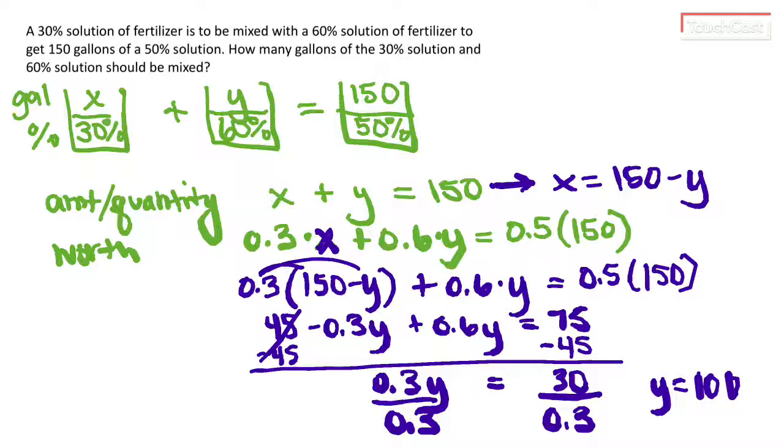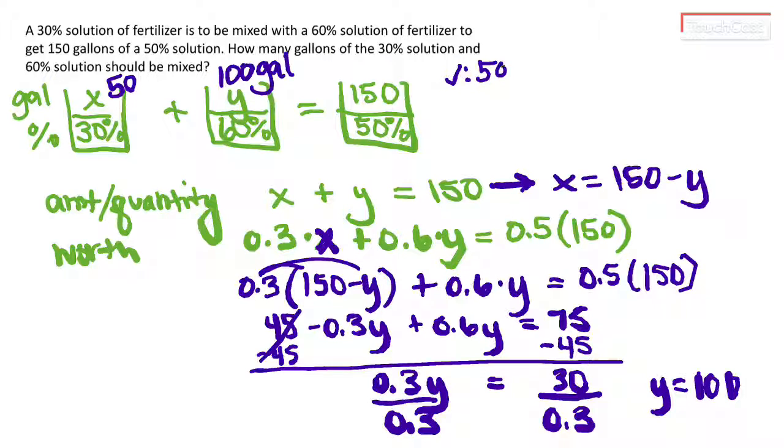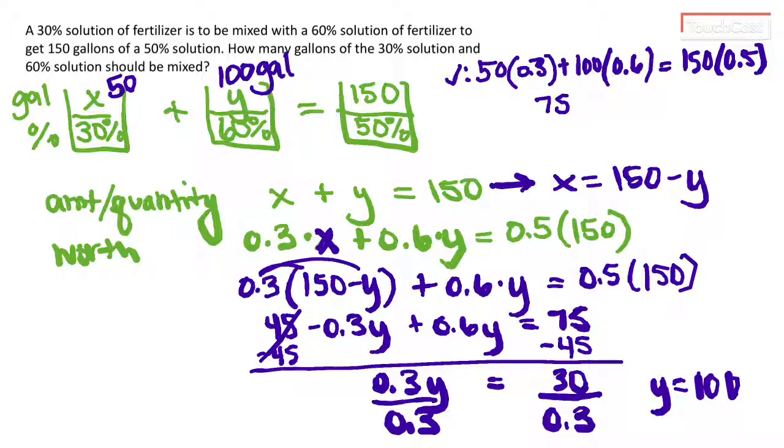So that says of the 60% fertilizer, we are going to need 100 gallons of it, and that leaves us 50 gallons left over to go from the 30% solution. It's always a good idea to check, and so we'll do that. If we have 50 gallons of the 30% and we add to it 100 gallons of the 60%, does that yield 150 gallons of 50% solution? When you check over here, you should get 75, and this side also equals 75. So good job.